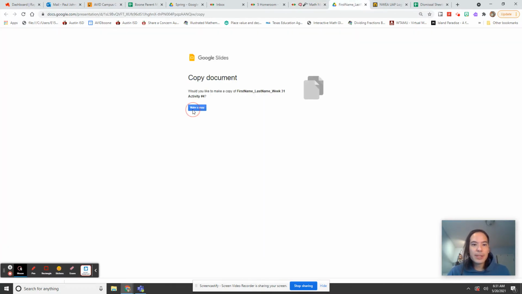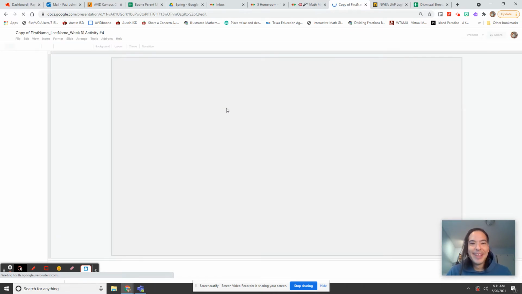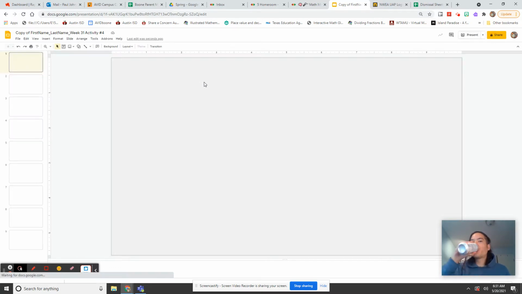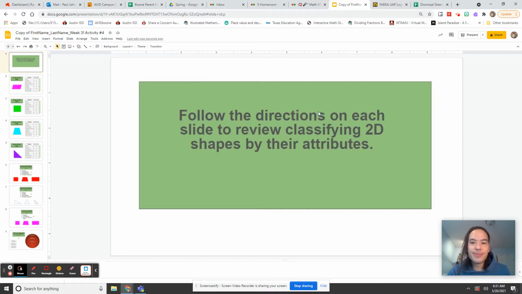All right, so let's take a look at today's assignment. Guessing it's on polygons. Don't know why I think that. All right, so looks like something we have to do with shapes. Maybe this will load up. All right, follow the directions on each slide to review classifying 2D shapes by their attributes.